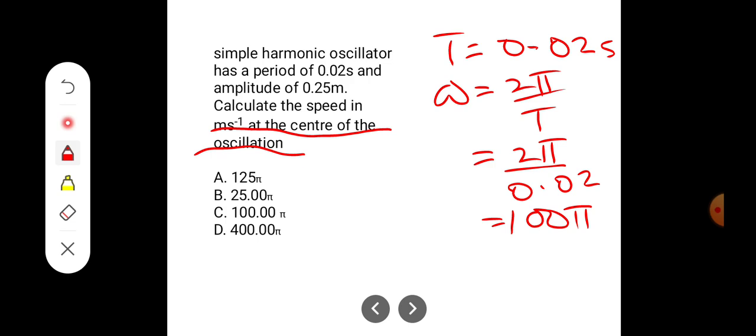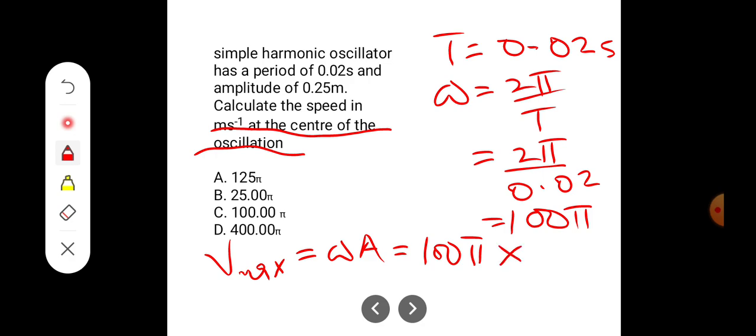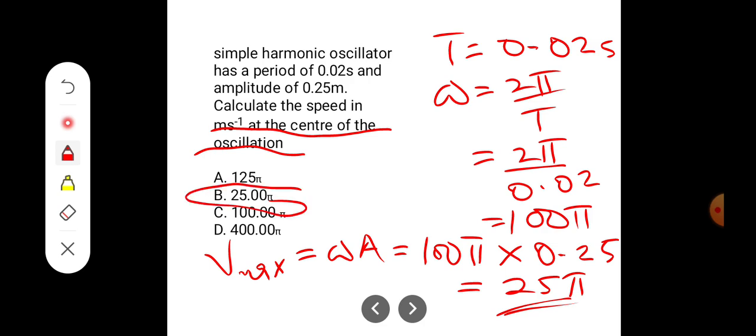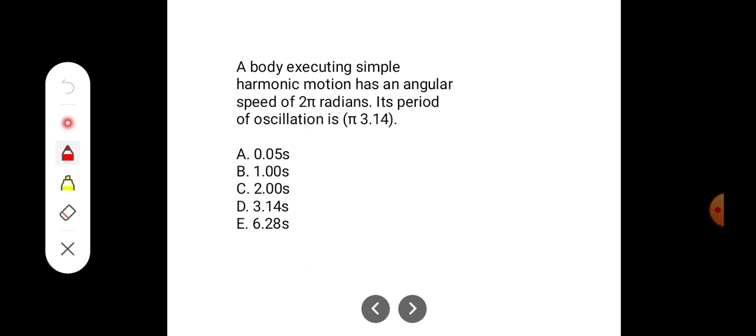Okay, since the maximum speed V maximum is equal to omega A, your omega is already 100 pi. Now multiplied by the amplitude, which is 0.25. When we do that, we are going to get 25 pi. So the answer is 25 pi, which is B. This is beautiful. Okay, so we go to the next question.